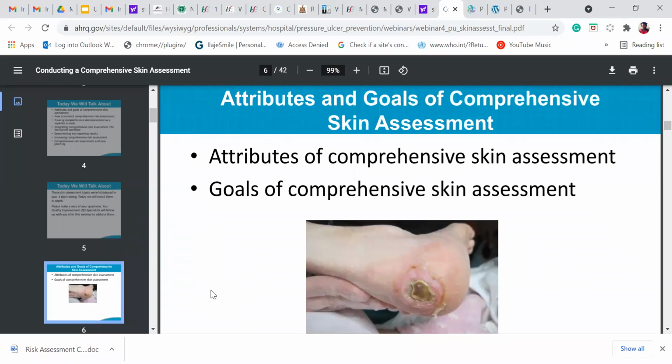Sometimes a patient comes into your ward with an existing wound. If you don't take your time to assess, that could actually lead to some litigation issues if the family or the patient claims that the wound was not brought into the hospital or into your unit. So you need to document an existing wound or any existing skin issues as soon as you are admitting the patient. That's why it's very important.